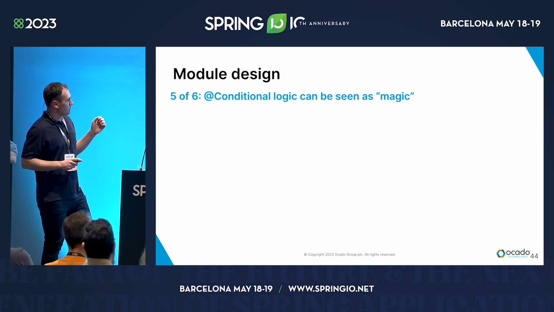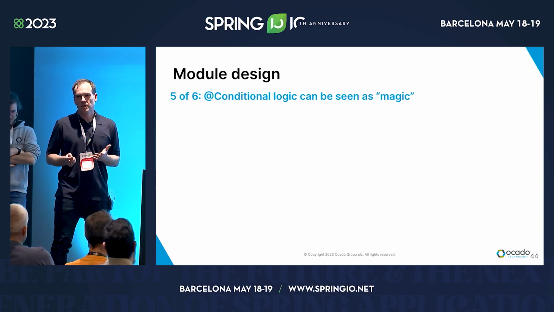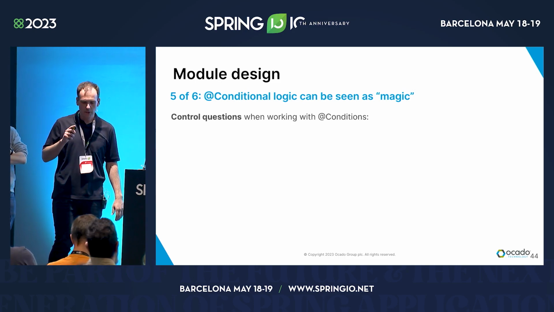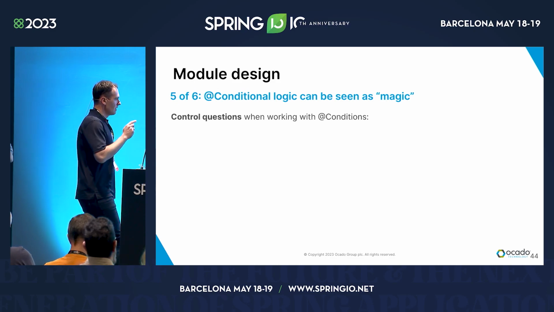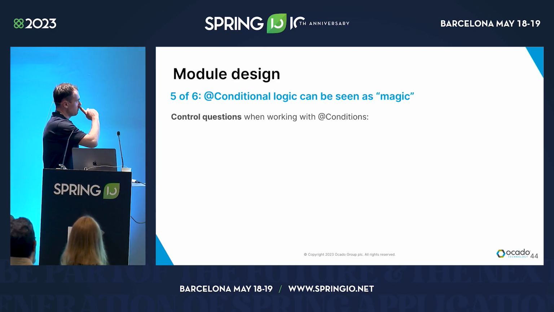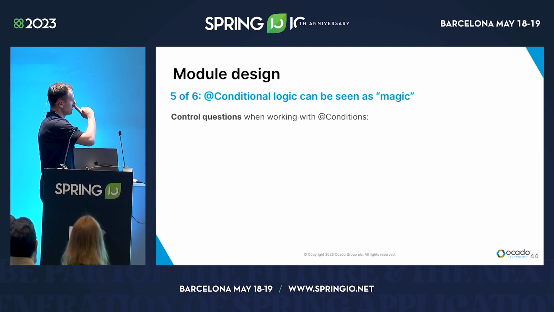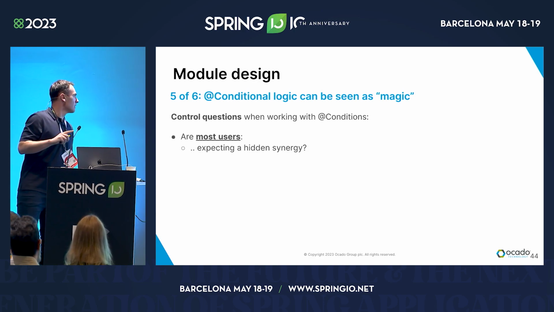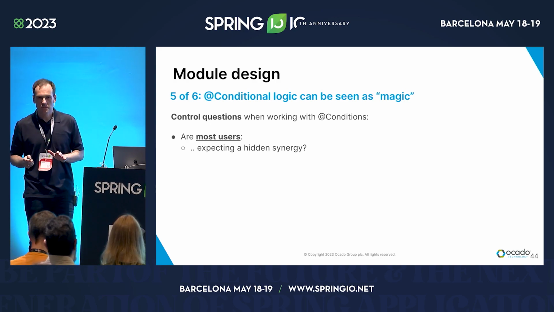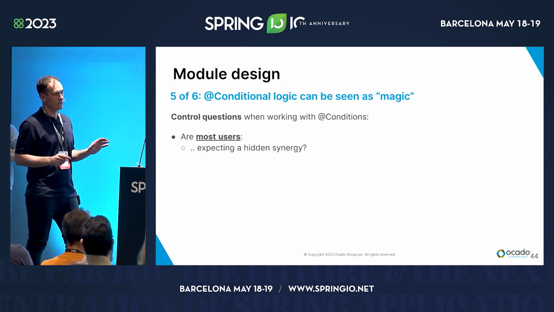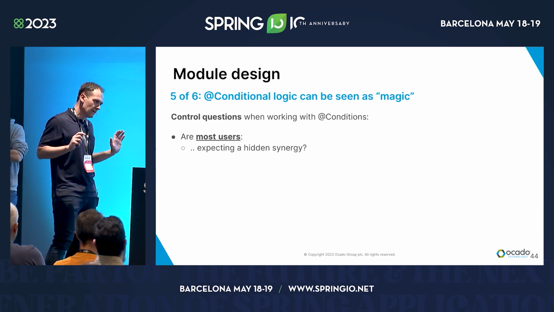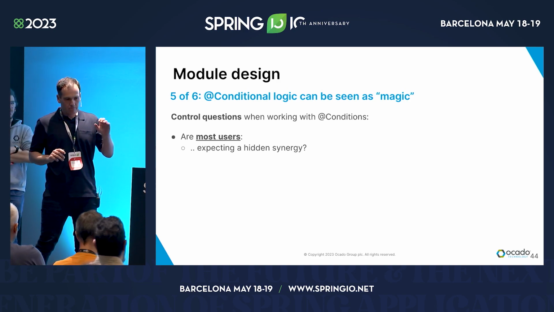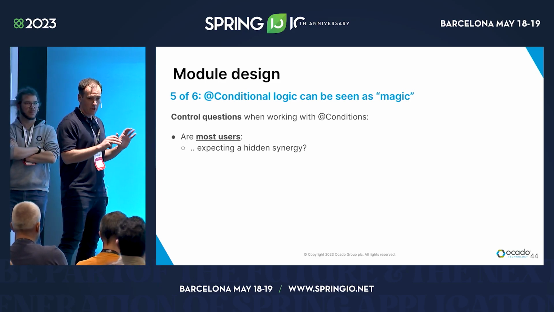Something we found over time is that conditional logic is often seen by our users as magic. This is also a tricky one. I'd like to ask you one question here, but let's first lay out what I mean by magic. The control questions we ask ourselves are: are most users expecting a certain hidden synergy? They know that if there's a conditional on class, it will trigger when they add, say, Micrometer, Feign, or maybe a load balancer.